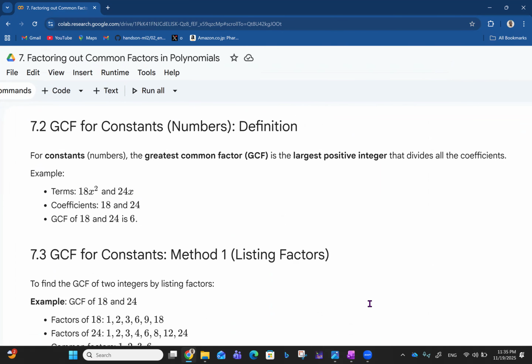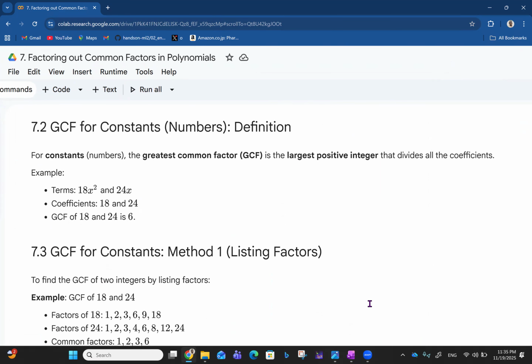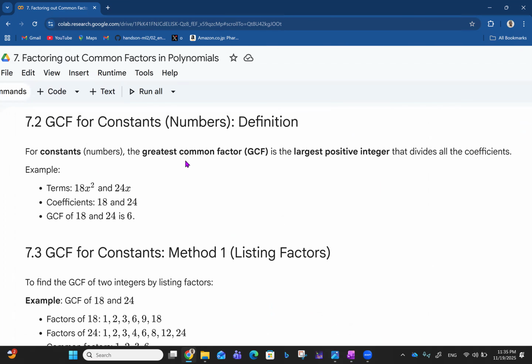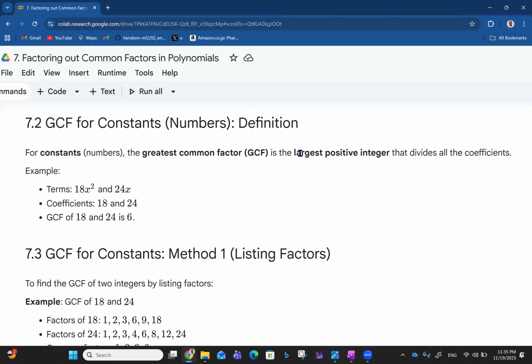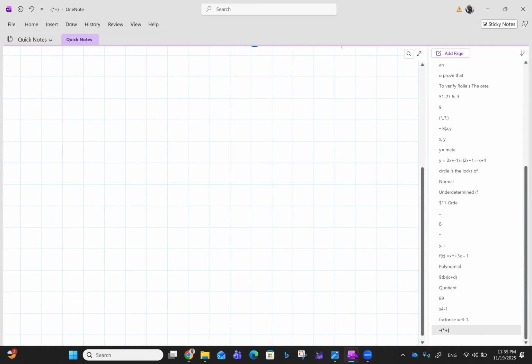So we move on to talk about greatest common factor for constants, like numbers, and we talk about its definition. For constant numbers, the greatest common factor, GCF, is the largest positive integer that divides all the coefficients. So for example, if you have 18x squared and 24x, the coefficients are 18 and 24. And the greatest common factor of 18 and 24 is simply 6. The easy way I learned to find the greatest common factor is this. So you have 18 and 24.